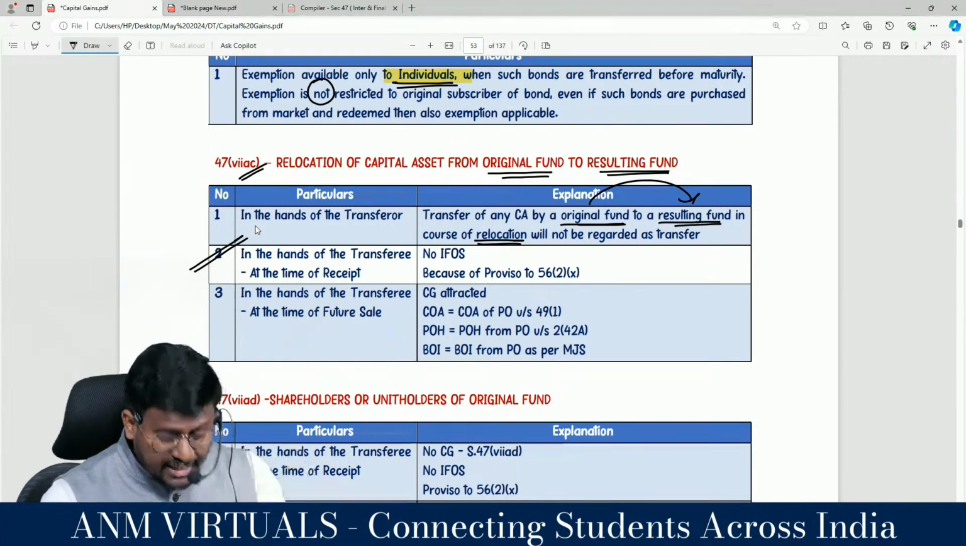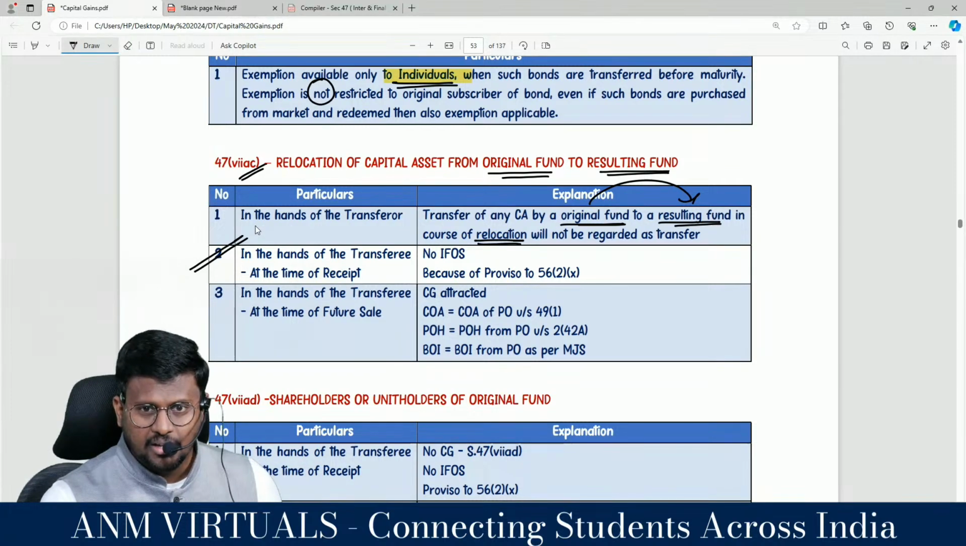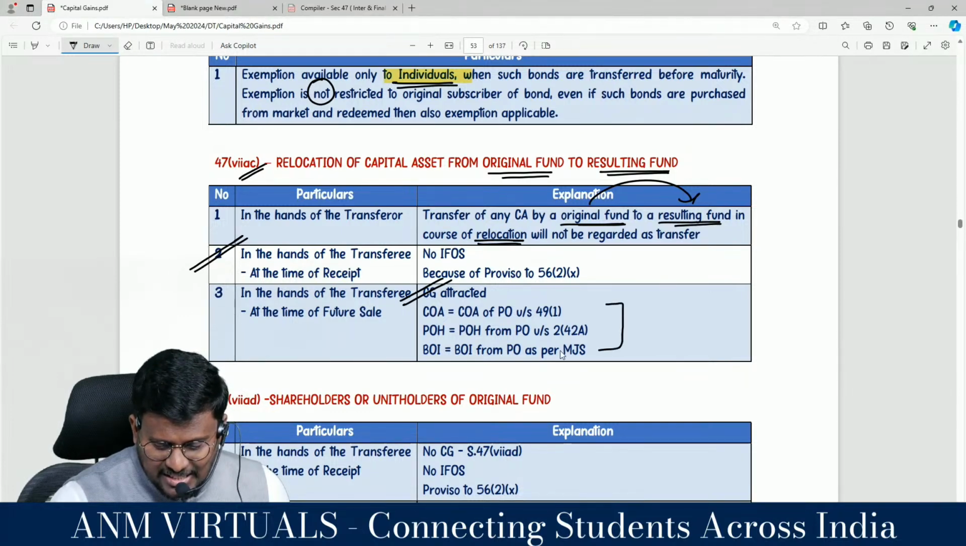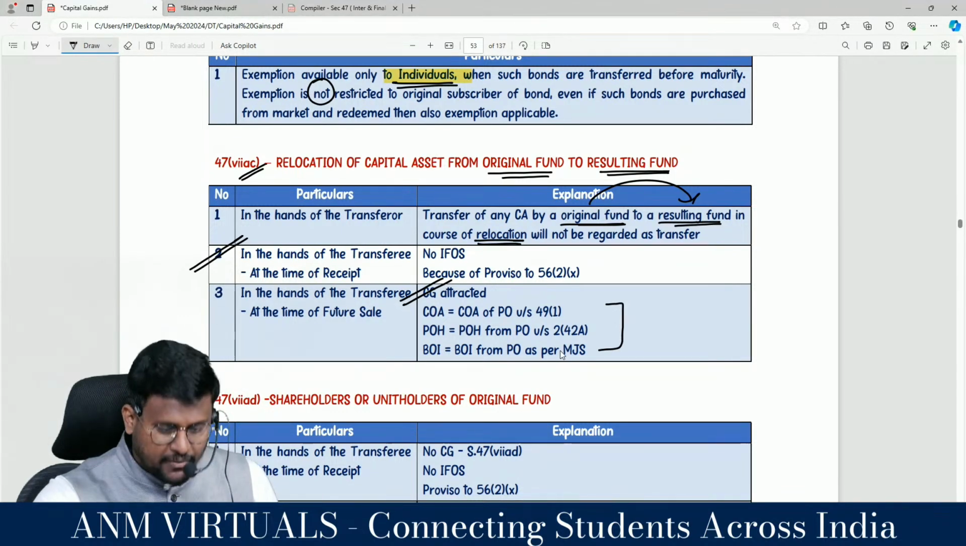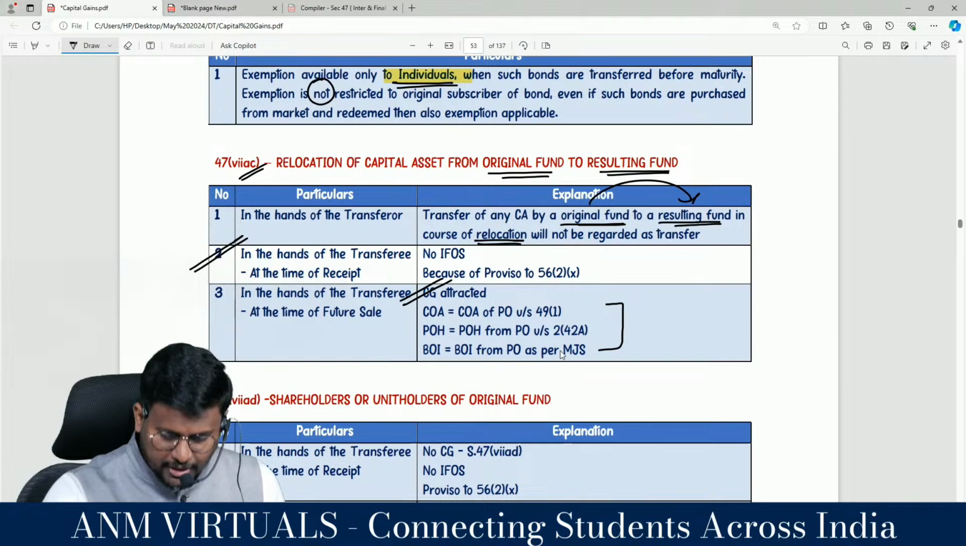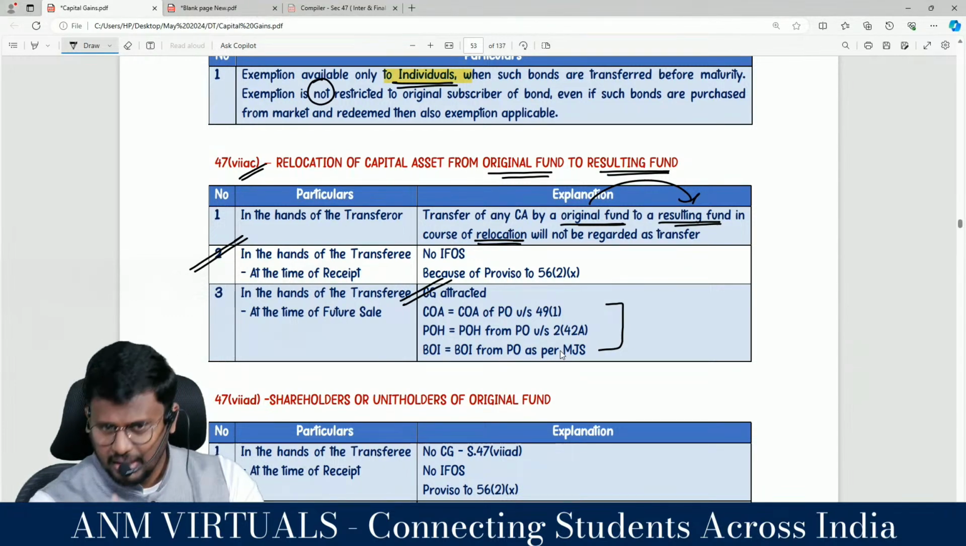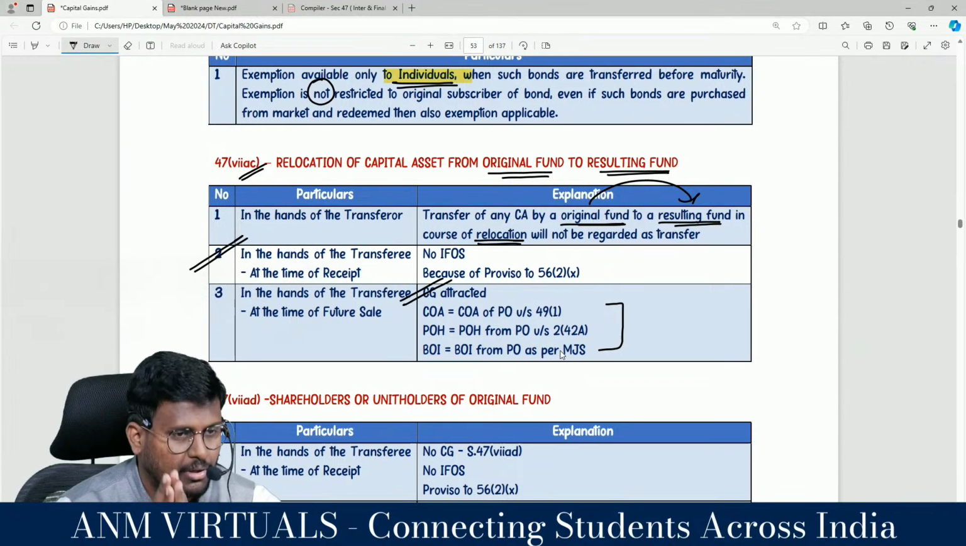What happens when you sell that capital asset tomorrow? Then get tense, capital gain is attracted. With the check that cost of acquisition is the cost to the previous owner. Period of holding should be reckoned from the previous owner. Benefit of indexation should be reckoned from the previous owner as per Section 49, Manjula. Look at the story, it is very simple.